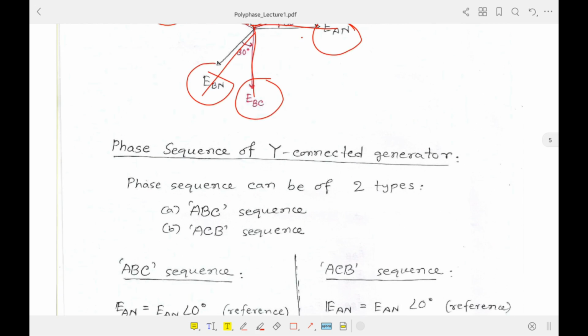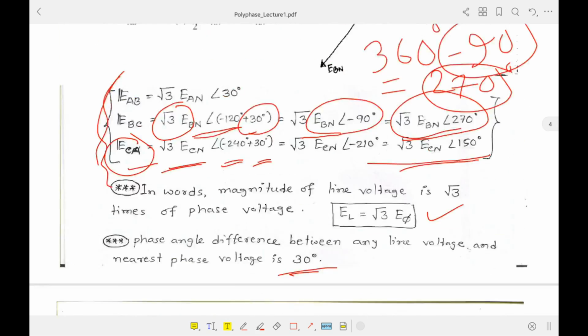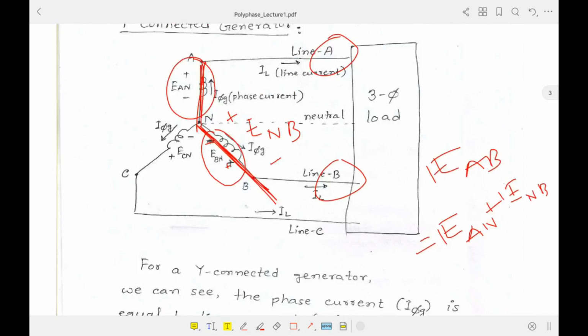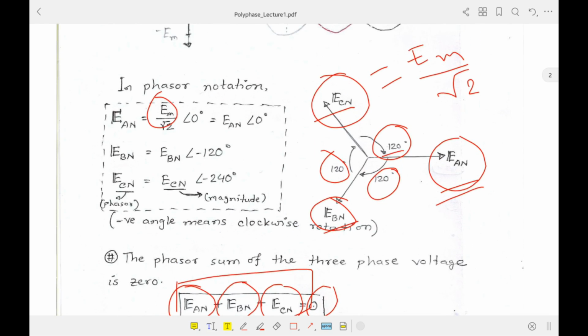Now the phase sequence. Phase sequence means the sequence of appearing phases. So we have three phases, A, B and C. Previously we have written the voltages, like let me show you again. Here we have given 0 degree at the first A phase, and we have written B phase as minus 120 degree. So why do we write B as minus 120, not C as minus 120?